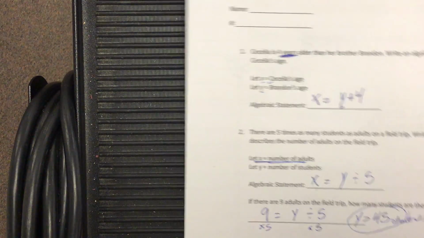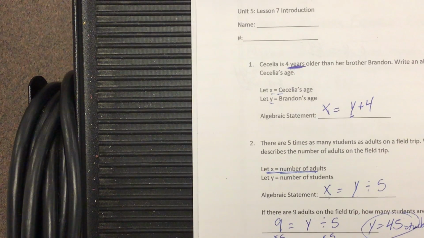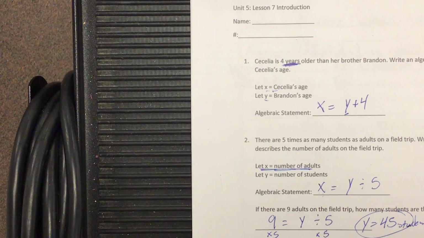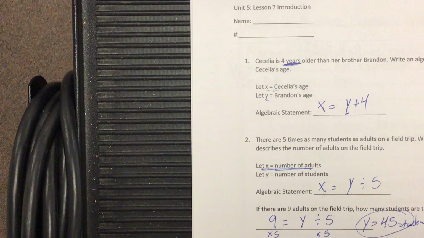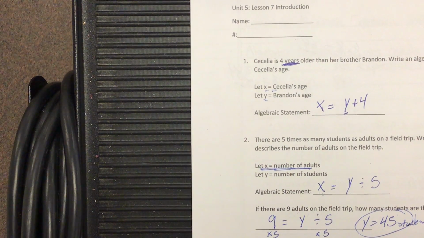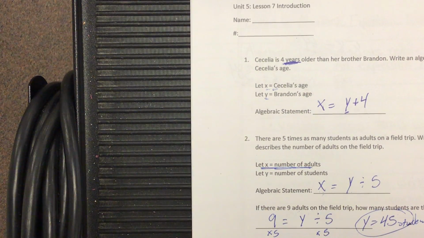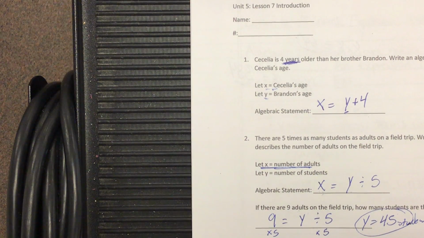All right, so 3 is multiple choice. It says there are 10 less cats than dogs at the kennel. If D represents the number of dogs and C represents the number of cats, which algebraic statement represents this? So which statement would show that there's 10 less cats than dogs at the kennel?